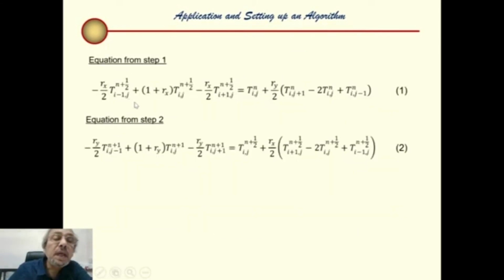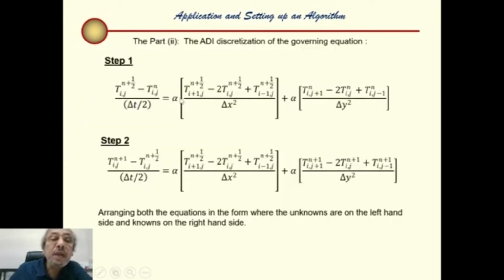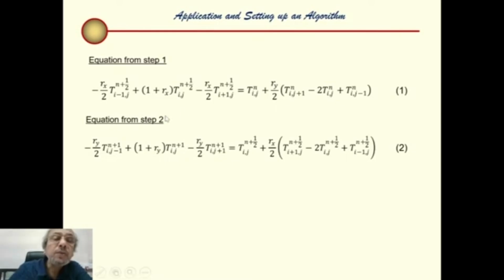Exactly we do that, and while doing so, this alpha delta t by delta x square we call Rx, and alpha delta t by delta y square we call Ry. So we are writing minus Rx by 2 Ti minus 1j, 1 plus Rx Tij, minus Rx by 2 Ti plus 1j. So Tij is expressed in terms of Ti minus 1j and Ti plus 1j, all at n plus half level, and on the right hand side all the terms are retained at nth level and all the terms are known.